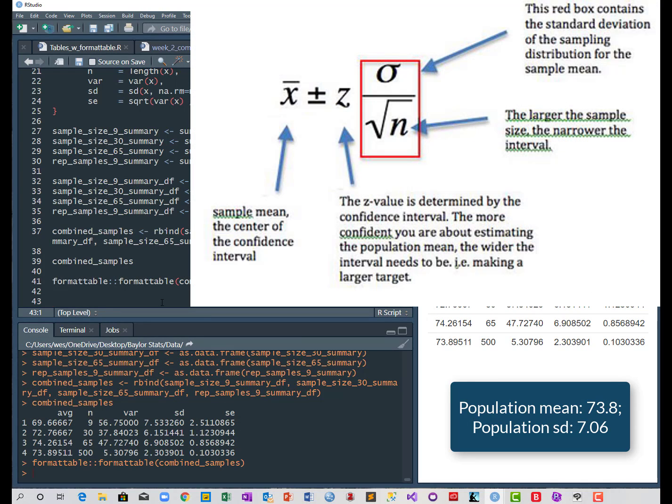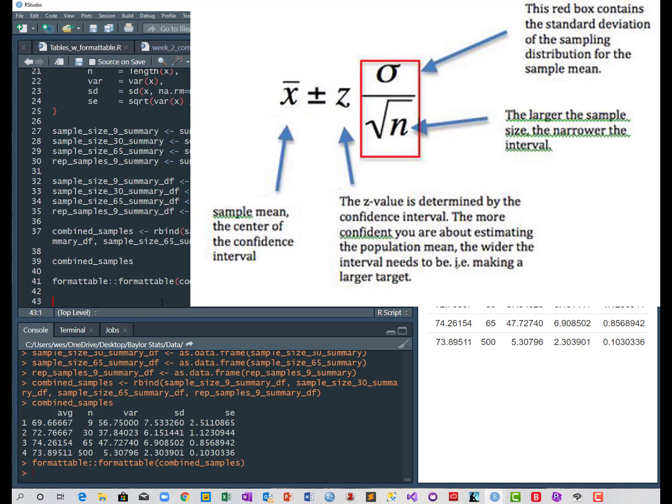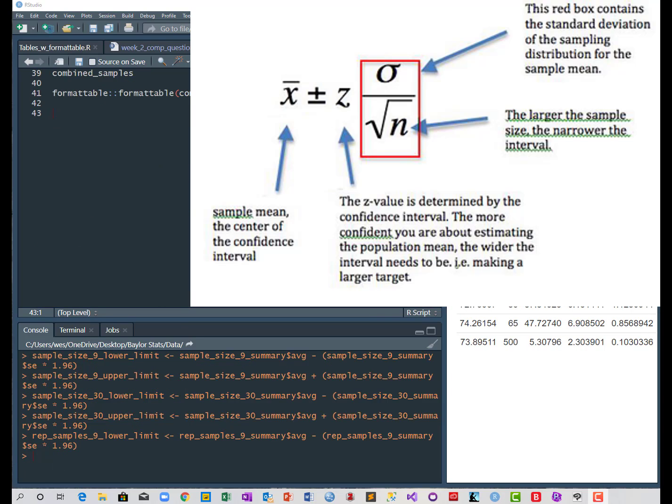Now here's the formula for calculating the standard error and a confidence interval from it. The standard error is the standard deviation of the sampling distribution for the sample means. Now in reality, we don't take 500 samples and average their means. Instead, we estimate it with the standard deviation of our random sample divided by the square root of our sample size. And as our sample size increases, the confidence interval narrows or becomes more precise.